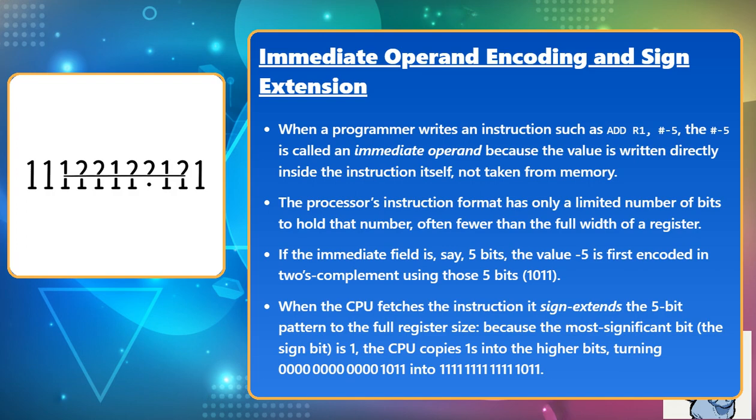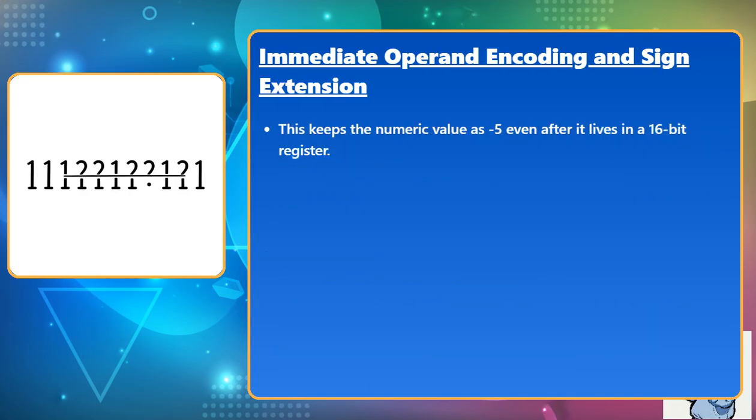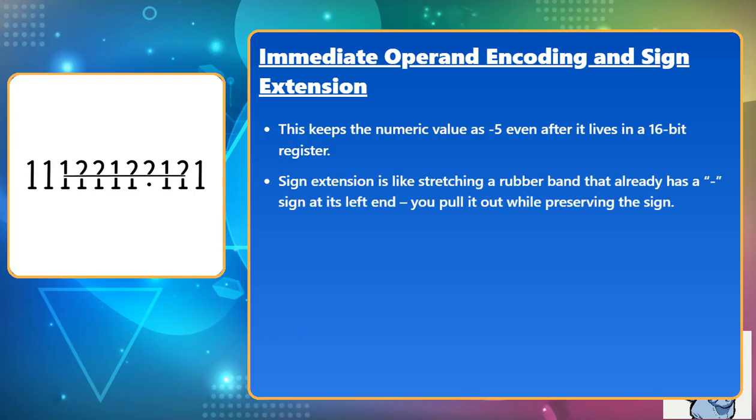When the CPU fetches the instruction, it sign extends the 5-bit pattern to the full register size. Because the most significant bit, the sign bit, is 1, the CPU copies ones into the higher bits, turning 00000000001011 into 111111111111. This keeps the numeric value as -5 even after it lives in a 16-bit register. Sign extension is like stretching a rubber band that already has a minus sign at its left end. You pull it out while preserving the sign.